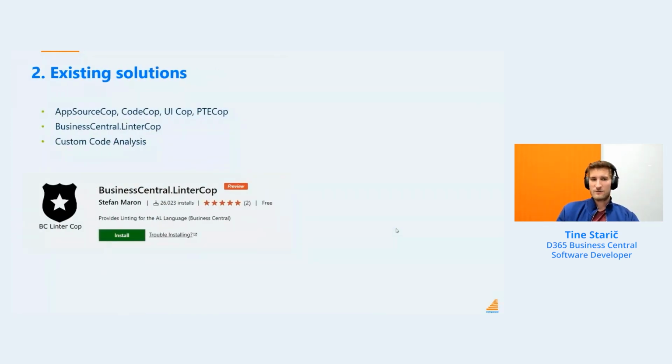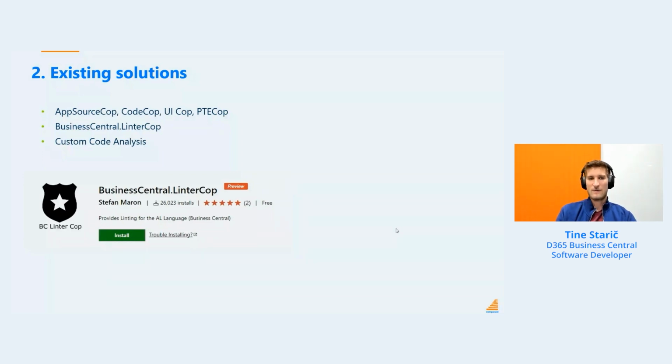So what are the already existing solutions? I do believe most of you are already aware of the 4 COPs that Microsoft provides with every version of AL language. Those are the AppSourceCop, CodeCop, UICop, and PerTenantExtensionCop. If anybody is still not using those, I would highly suggest that you start using them because they really do improve the code.